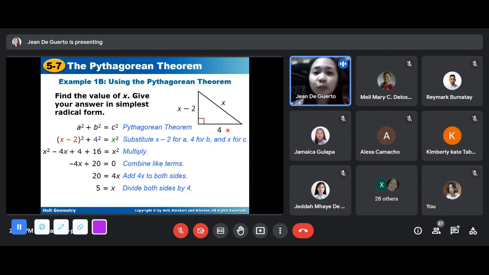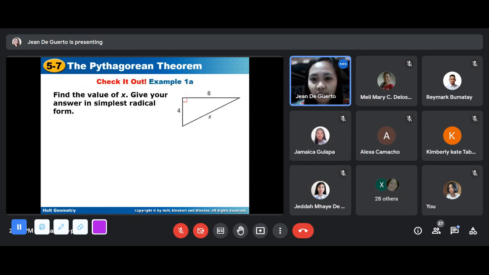Okay? Take note, pag may naka-indicate na unit of measure doon sa given, you write your final answer with a correct unit of measure also. Okay? In this case, wala namang unit of measure dyan, so pwede na yan as is na. Okay?